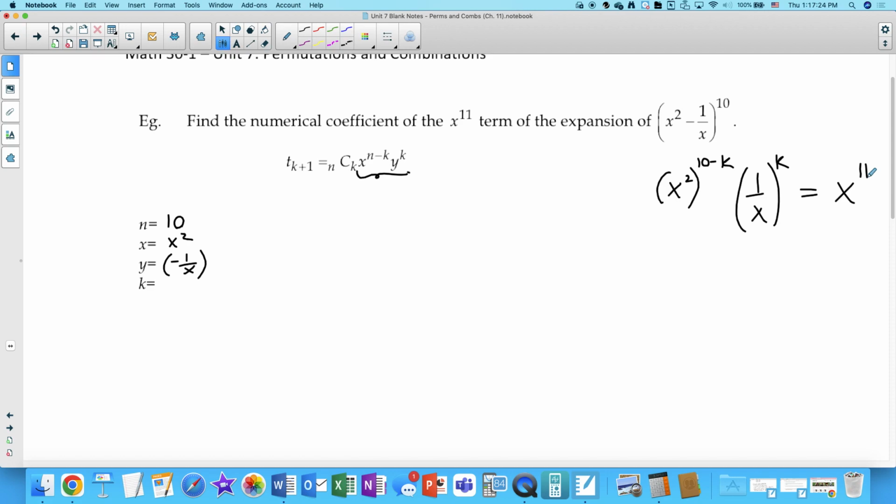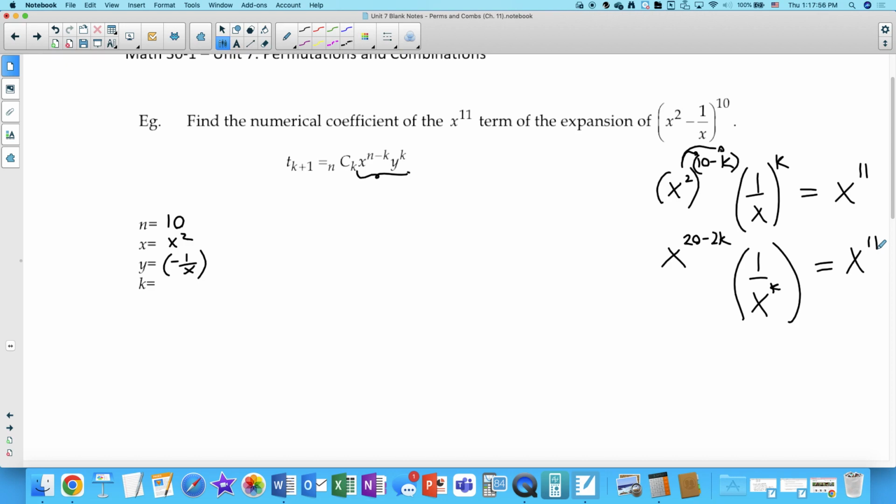Okay, so I'm going to start to simplify this a little bit using my exponent laws. For example, this piece will become x to the 20 minus 2k, because these two get multiplied together. And this part will become 1 over x to the k. That has to equal x to the 11.